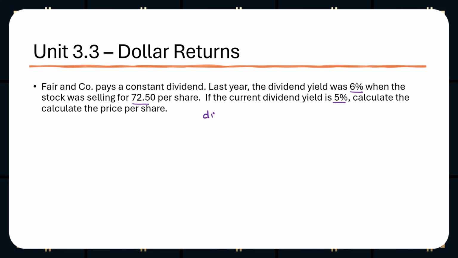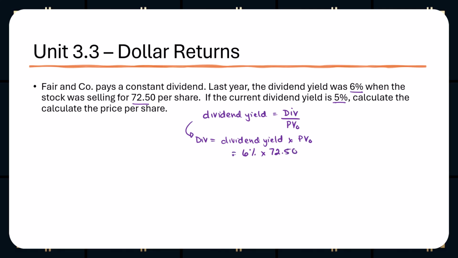Well, what we have to remember is that our dividend yield is simply equal to the dividend that we will receive. In this case, they're constant, so I won't add a subscript, all divided by the price that we paid to acquire that investment. The first thing that I'm going to do is rearrange this formula and solve for the dividend. So the dividend is equal to the dividend yield, which was 6%, times the price, which was $72.50.